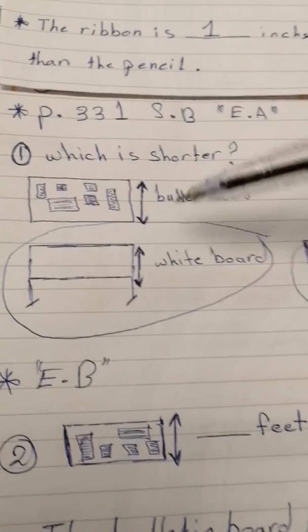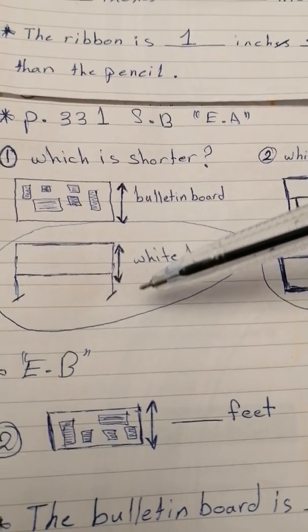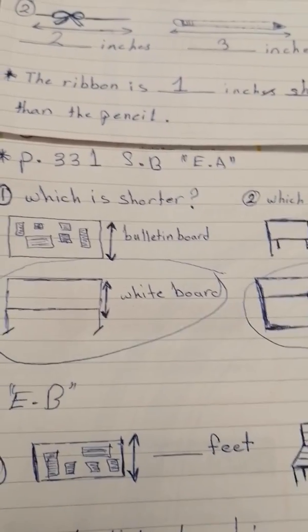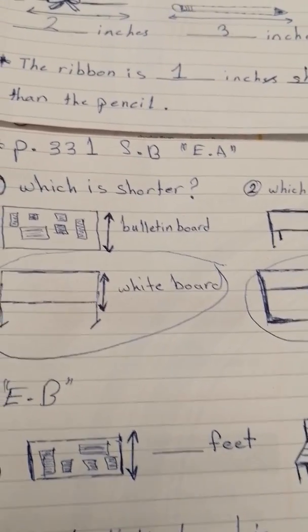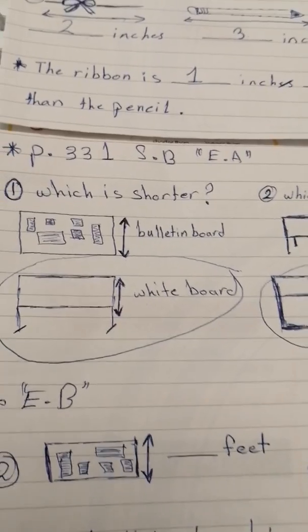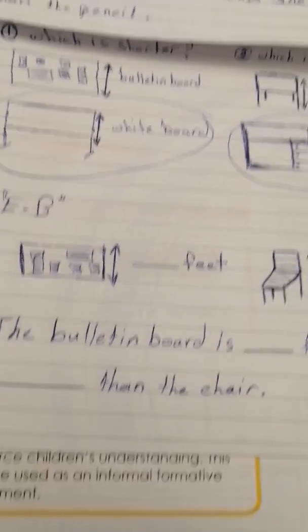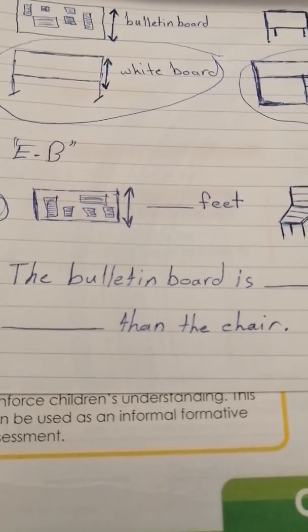And then here, number one, the whiteboard is shorter than the bulletin board. That's how we compare two objects. Okay, I hope it was so clear for you. Now, please go with me to exercise B from the same page.